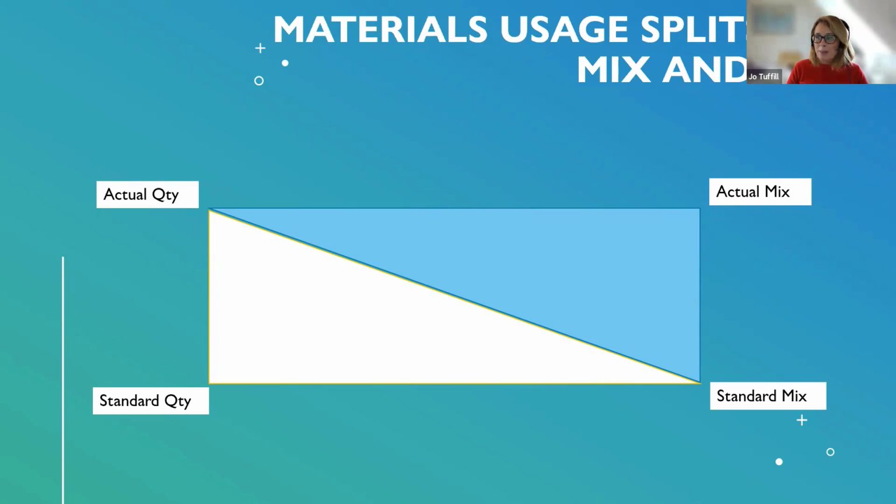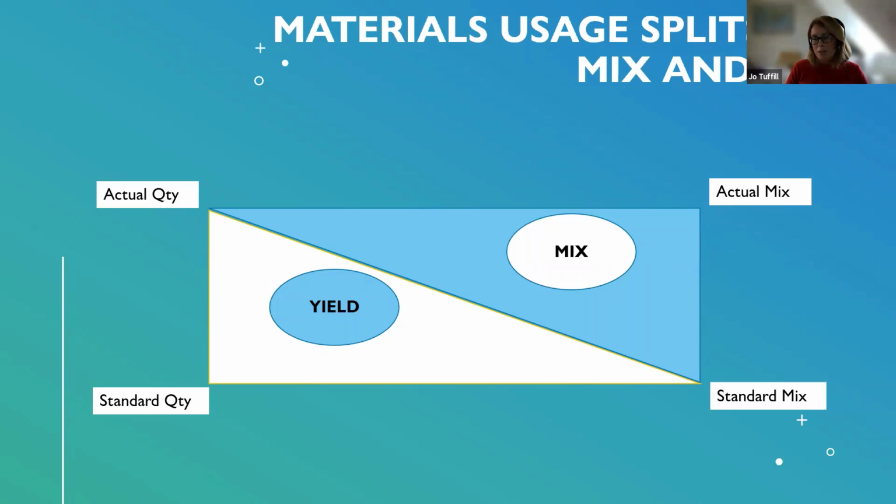Now, we then split that into mix and yield this way, using those triangles. So mix is the top triangle, and the mix variance will be the actual quantity in the standard mix minus the actual quantity in the actual mix. The yield variance is the bottom section, which is the standard quantity in the standard mix minus the actual quantity in the standard mix. So you're splitting the usage variance into two. So you should be using those 4 points, basically, in your calculations.